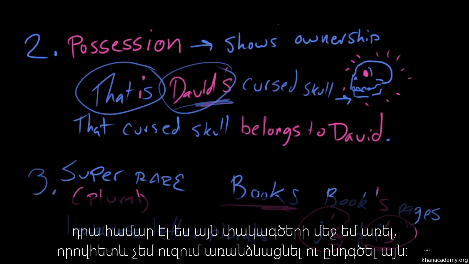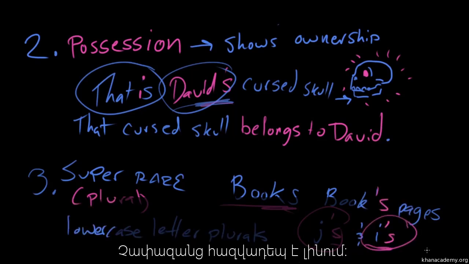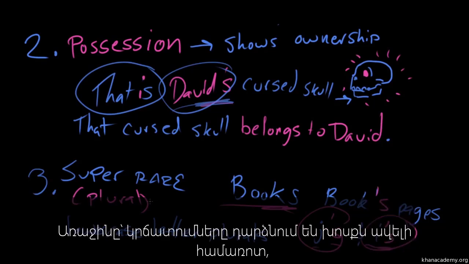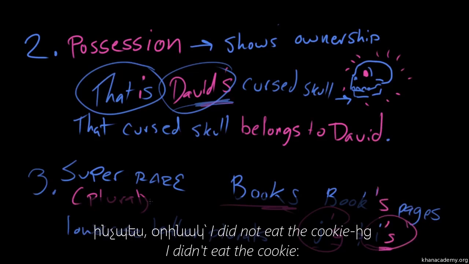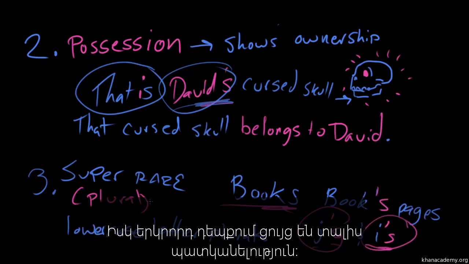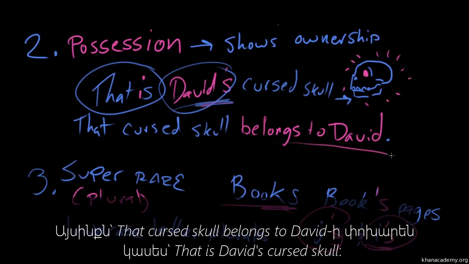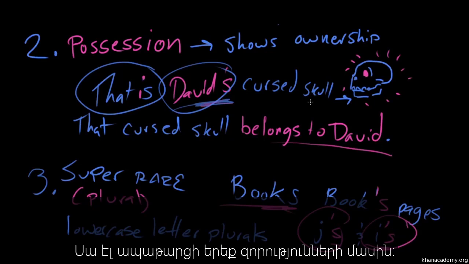This usage is extremely rare. That's why I put it in parentheses, because I really want to de-emphasize this last usage. Super rare. So more importantly, the first two things are the most important. Number one, contractions, making stuff shorter, like I did not eat the cookie to I didn't eat the cookie, and possession, showing ownership. So instead of saying that cursed skull belongs to David, you would say that is David's cursed skull. Exactly. And that's an overview of the three powers of the apostrophe.